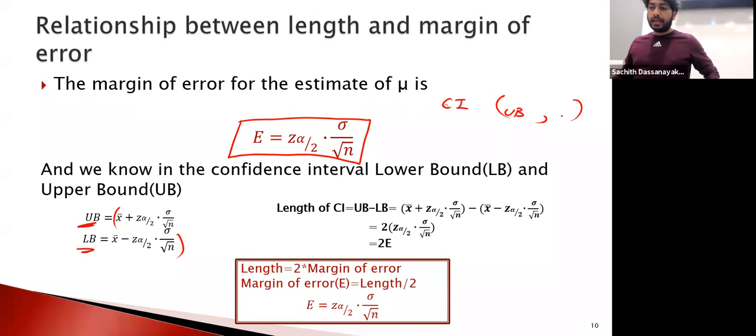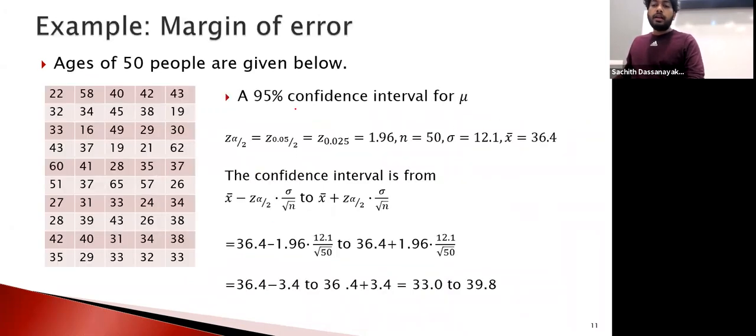LB here, UB here. Okay, clear? So always, as I mentioned, the length of the CI, which means the gap between these two, is 2 times E. Okay, 2 times E. Right, check this one. 95% confidence interval for mu. Okay, so 95% CI.